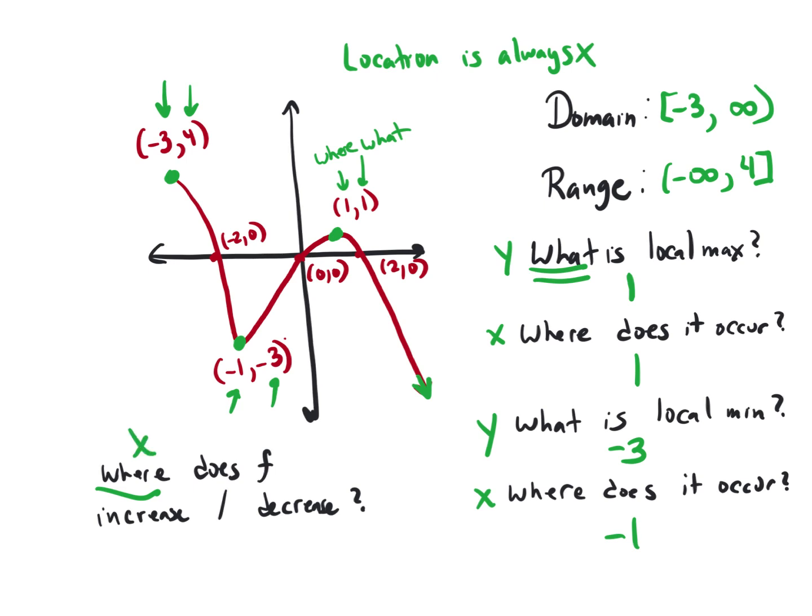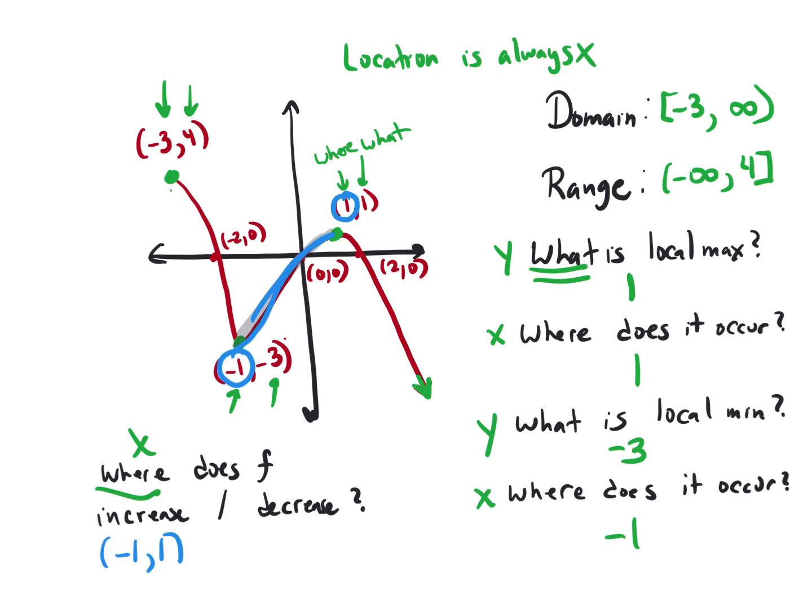So if I think about where this function is increasing, it's going up pretty much just in this little area. That's pretty much it. So if I want to know where it's increasing, from -1 to 1. Because this is the x value here, and this is the x value here. And in between, it's going up.